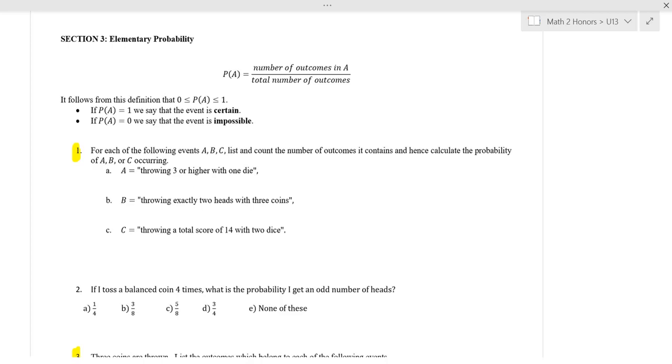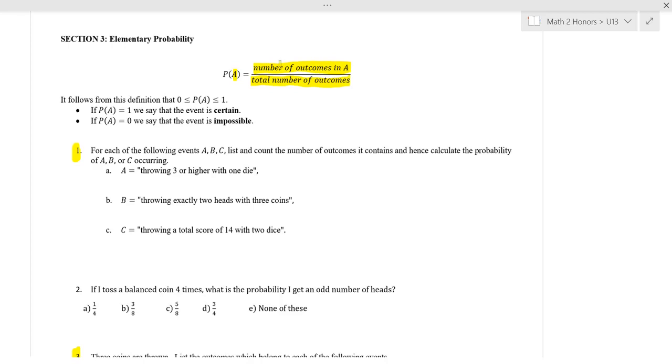Alright, this is a lesson on elementary probability, or basic probability. Probability is defined as a fraction. The probability of an event A is defined as the number of outcomes in A, whatever A is, and we'll look at some concrete examples in a little bit, divided by the total number of outcomes. So if you can get those two numbers and put them in a fraction, then you can get the total probability.